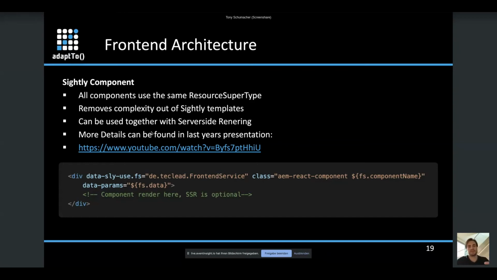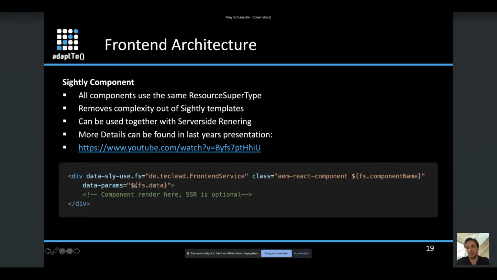What the component structure in AEM looks like is the component folder with the XML for the dialog and the reference to our resource supertype. The Sitely template for this component looks very, very simple. It's just an empty div. Again, we have a reference to the front-end service, and we render here the name of the component dynamically. That's important to know, and this is important for rendering the JavaScript apps. And here we inject the data from the author.